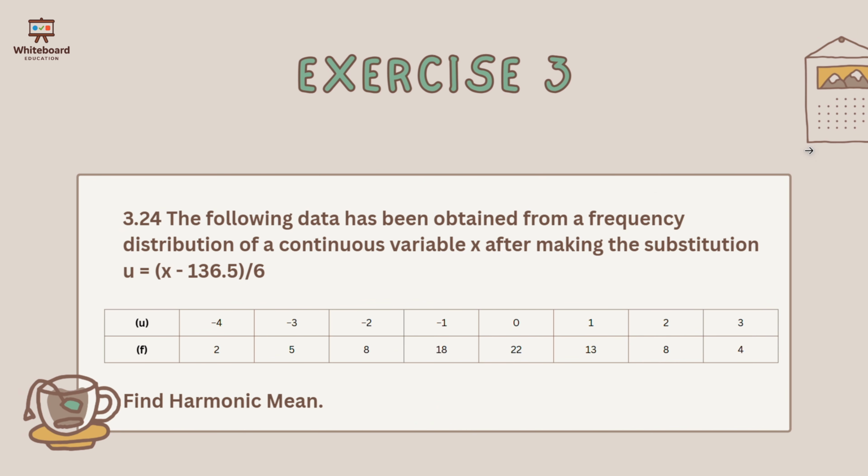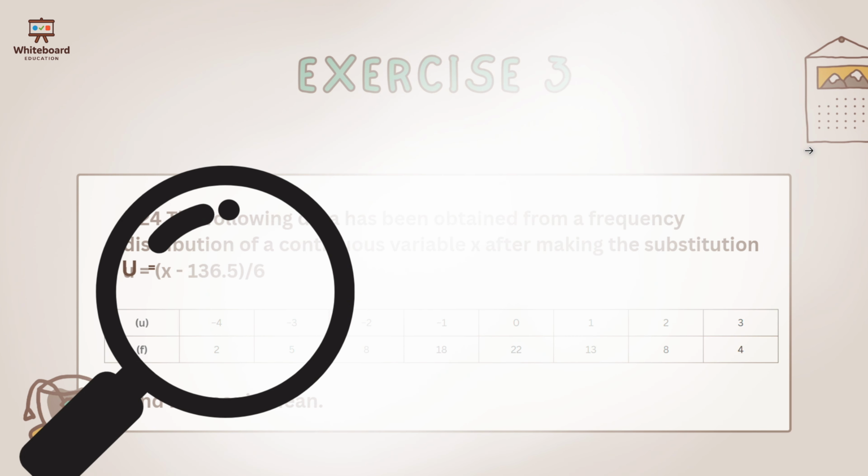Now, be attentive for question 3.24. The following data has been obtained from a frequency distribution of a continuous variable x after making the substitution u equals (x minus 136.5) over 6. Find the harmonic mean. Okay, first focus on this for a minute. u equals (x minus 136.5) over 6. Here u is the substituted value and x is the midpoint.